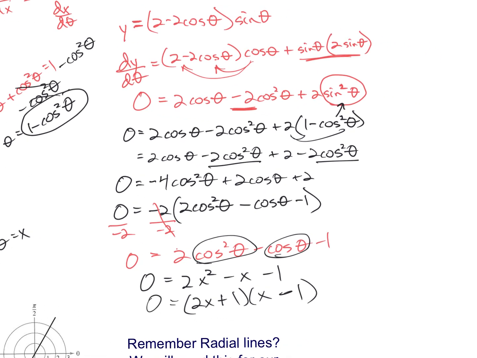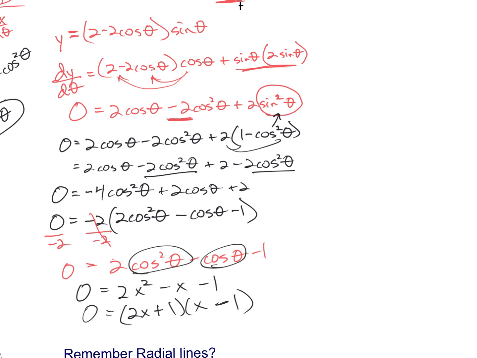So we'll come over here and do that. So 2x plus 1, but x is really cosine of theta, right? So let's put that back in. 2 cosine of theta plus 1 equals 0, or cosine of theta minus 1 equals 0. So we solve both of those, subtract 1 from both sides, and divide by 2 here, and we get cosine of theta is equal to negative 1/2.